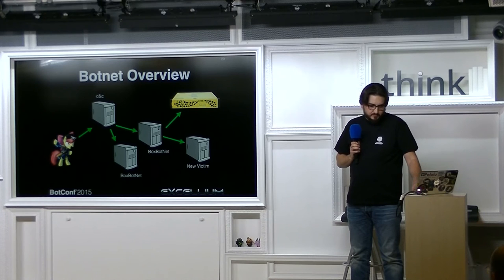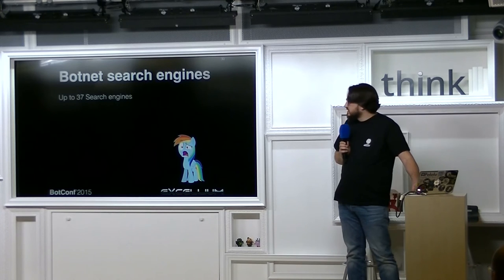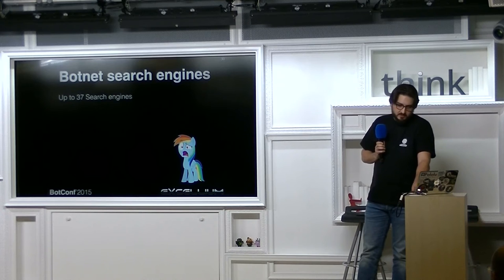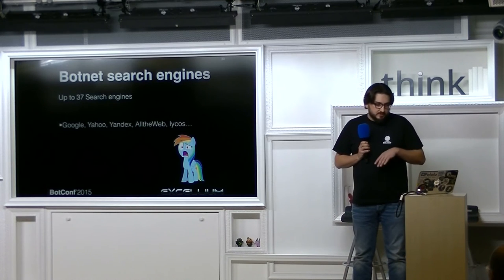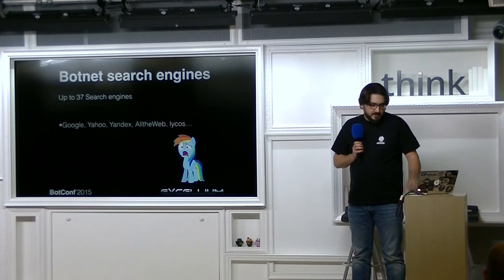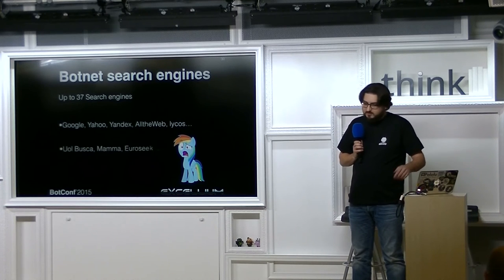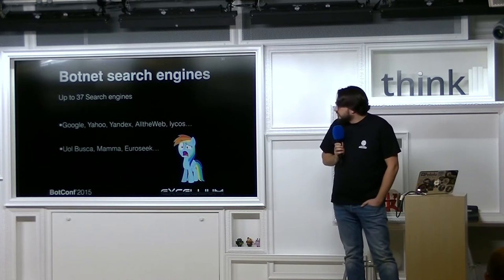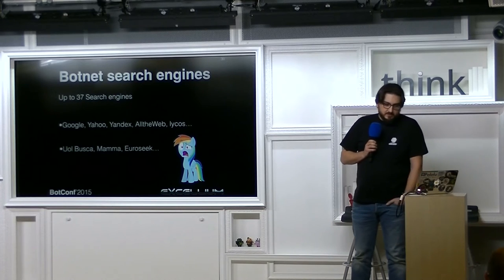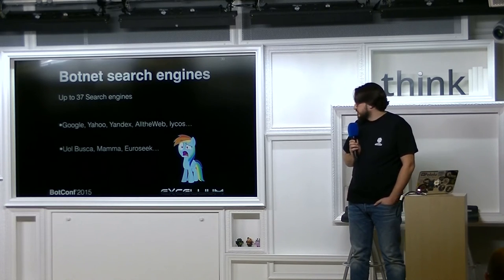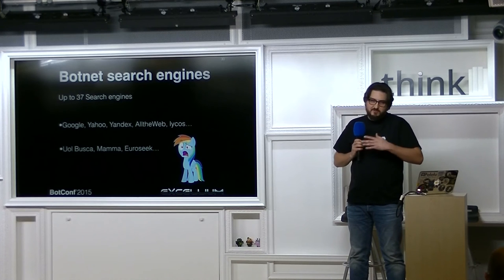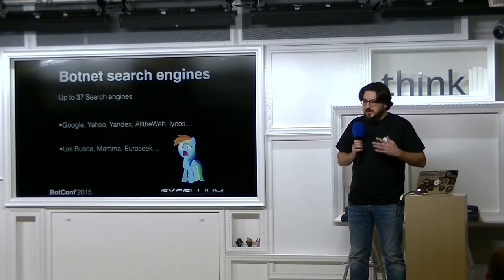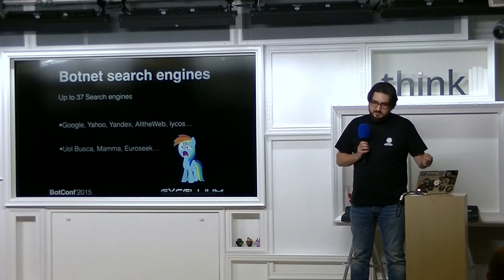It's funny to see that they use a lot of search engines, up to 37. So you have the common ones, Google, Yahoo, Yandex, and so on. And you have some you will not see every day, like Busca, Mama, Rosic, Big Globe, Sapo. I have learned a lot about strange and uncommon search engines. With these search engines, they look for every WordPress available and try to inject it with common vulnerabilities.